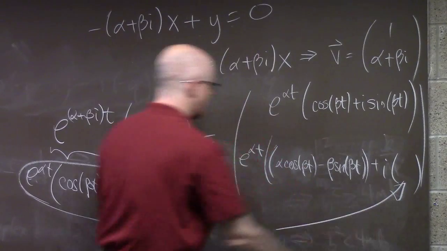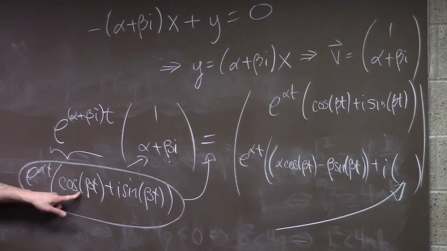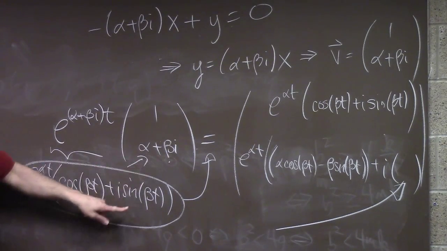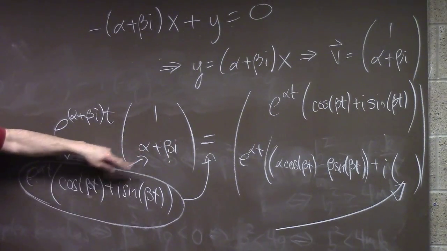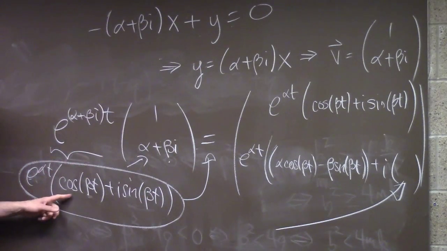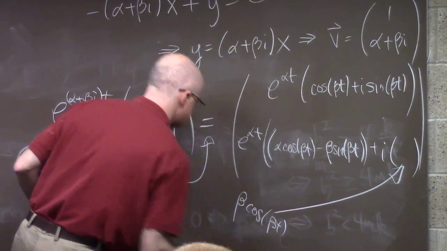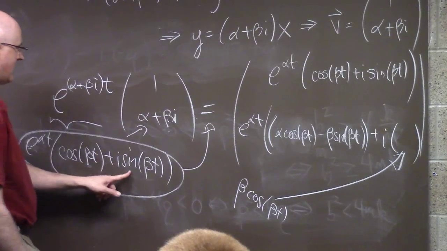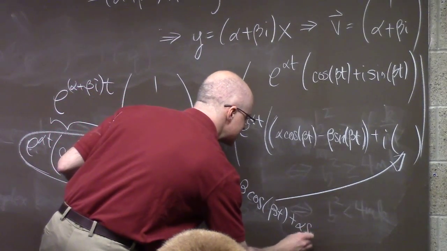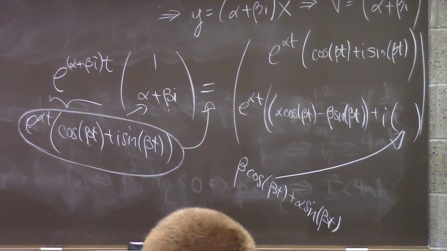What's going to go next to the I? Cos beta t times beta and sine beta t times alpha. Both of those products have an I factor. You don't get an I squared. So what goes in the parentheses there looks like it should be beta cos beta t and also plus alpha sine beta t. Hopefully I did not make any mistakes. I think it's okay.